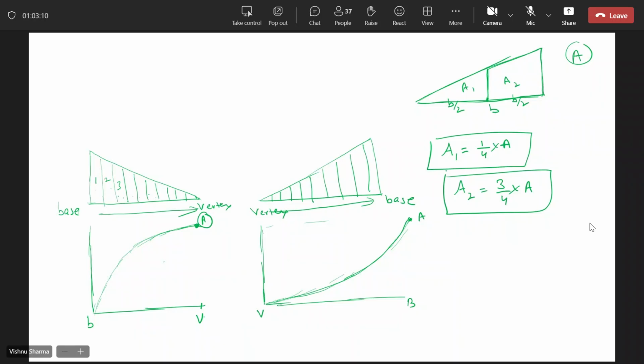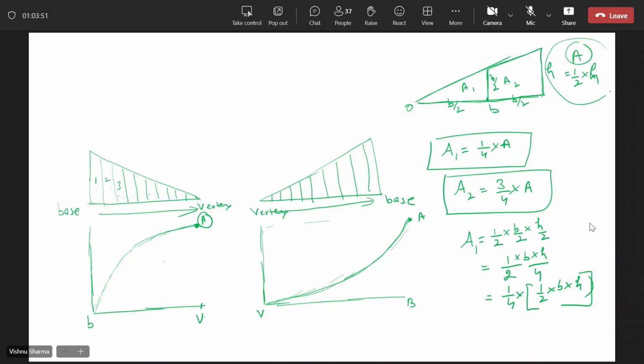You can calculate and see. The full triangle will have area half base into height, and this is h. If this is b by 2, it is 0 here, it is h here, so this will automatically be h by 2. Guys, what is the area of triangle A1 then? It is half. Base of triangle A1 is b by 2. Height of triangle 1 is h by 2. It becomes 1 by 2 into b into h by 4. This becomes 1 by 4 into half b into h. What is half b into h, guys?